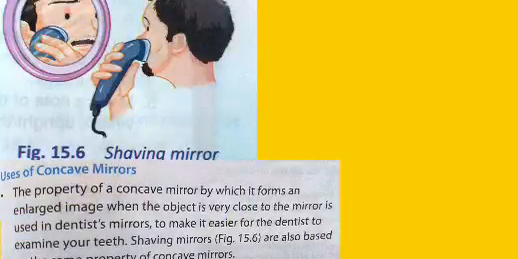The property of a concave mirror, by which it forms an enlarged image when the object is very close to the mirror, is used in dentist mirrors to make it easier for the dentist to examine your teeth, and by ENT doctors for checking your eyes. Shaving mirrors, for example in figure 15.6, are also based on the same property of concave mirrors.